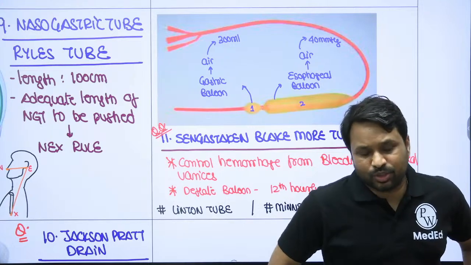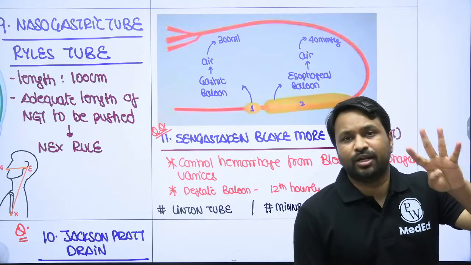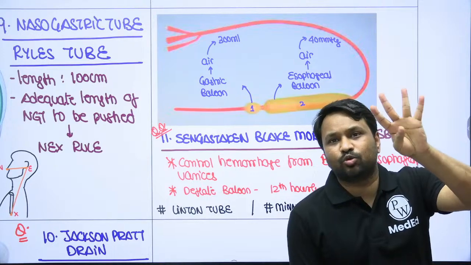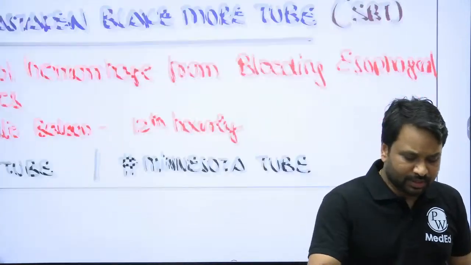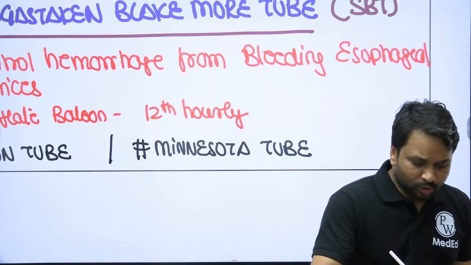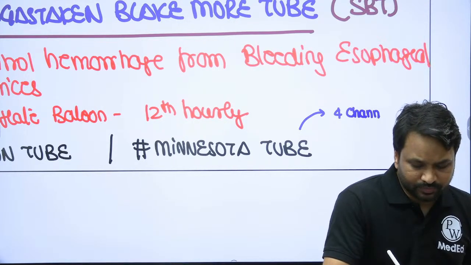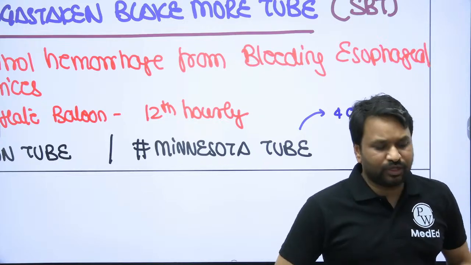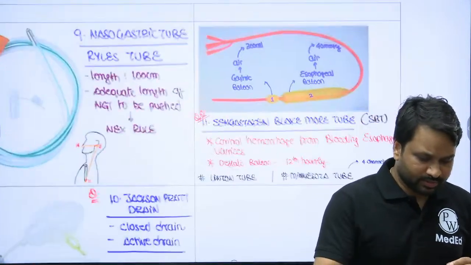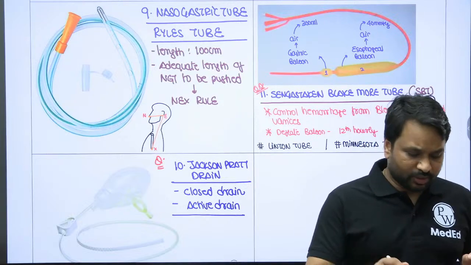Yes, Minnesota. The Minnesota tube has 4 channels, right? 2 aspirating channels and 2 balloon channels. That's the only thing they can ask you. Somebody has answered that also. Very good. The Minnesota tube has 4 different channels. Absolutely correct. Okay, so this is about the first set of images that you have.